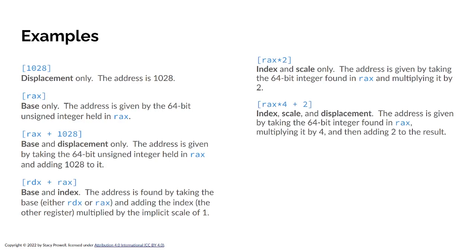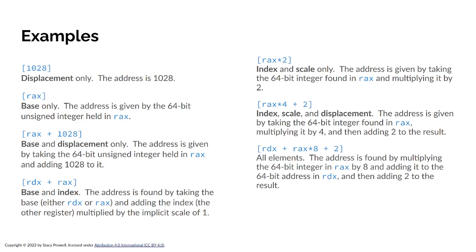Here we have index, scale, and displacement. So I have a base of 0. I have an index in RAX, a scale of 4. So that's like going through our int list. And then I have a displacement of 2. Here I have all the pieces. I have a base of RDX. I have RAX, which is my index. I multiply it by 8. And then I add 2.